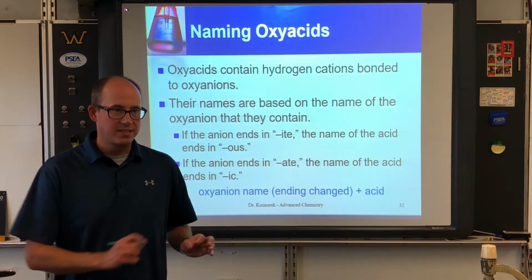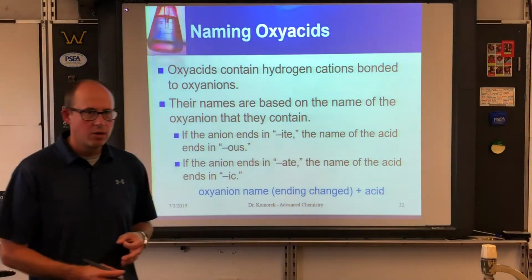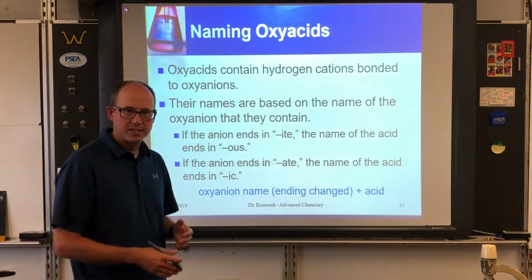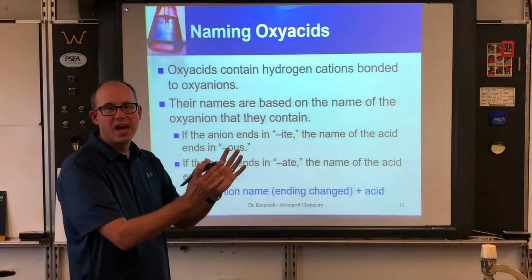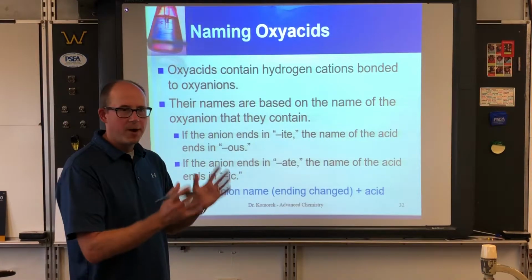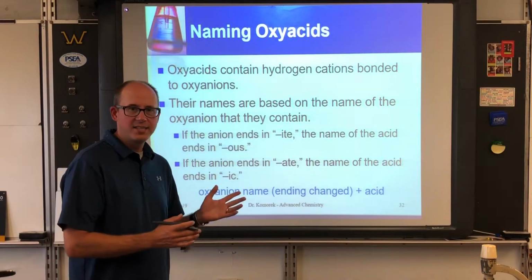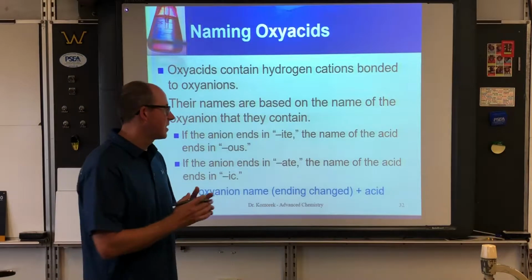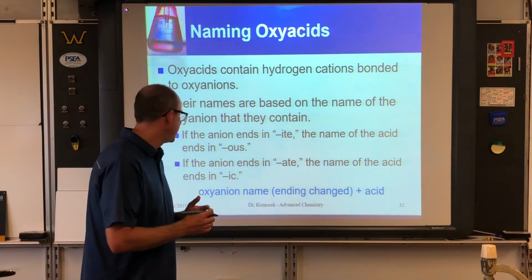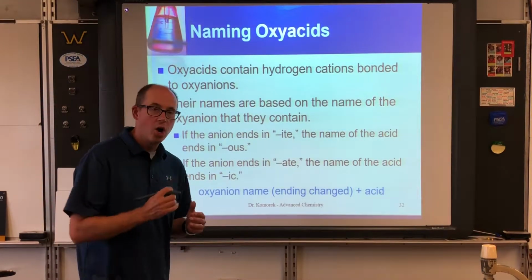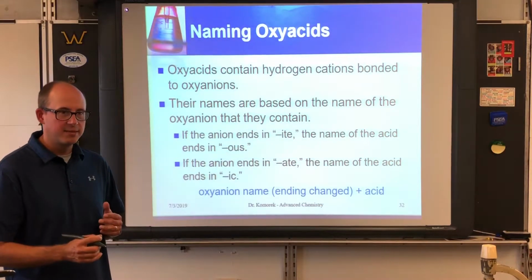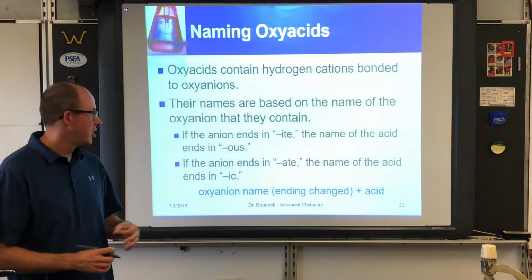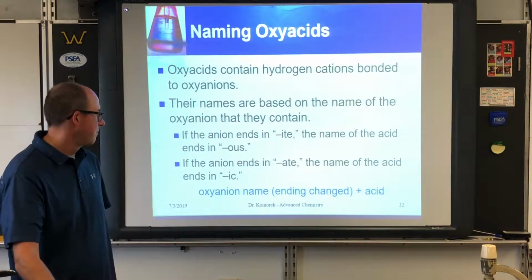Oxyacids are named based only on the second ion also, but this time there's no prefix, it's just the name of the ion with the ending changed. Our polyatomic ions all end in ite or ate. When we make them into acids, we change the ending to OUS if it ends in ite. If it ends in ate, we change the ending to IC.